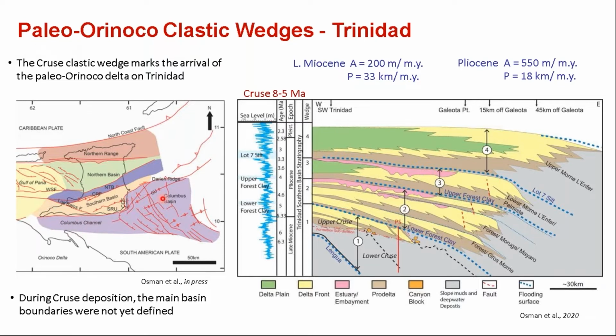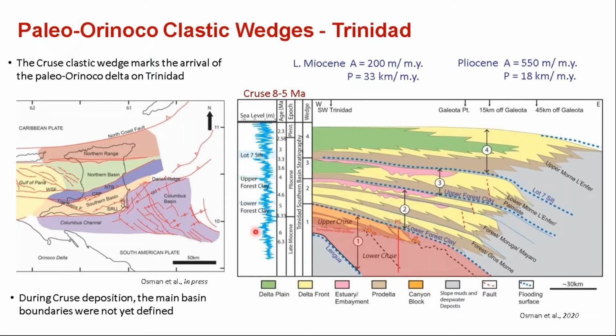It's essentially a northeast to southwest trending, open-ended foreland basin. However, during Cruse deposition, which is our first clastic wedge within the basin, it does not yet have defined boundaries. These main thrust sheets were not emergent. During this time, there was likely a series of active blind thrusts that were affecting our margin.